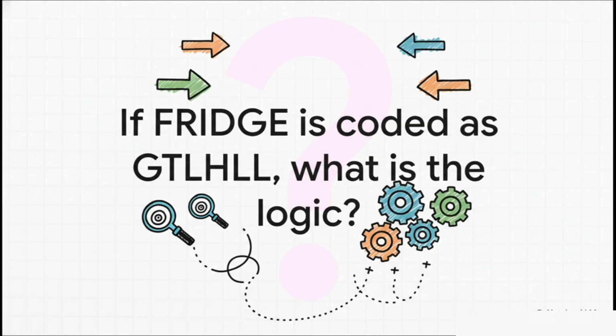Time to be the detective. I want you to pause right here and try to figure out the logic for this one. How does fridge become GTLHL? I'll give you a little hint. It's not a simple +1 or +2 shift.